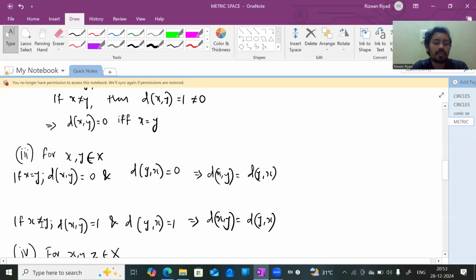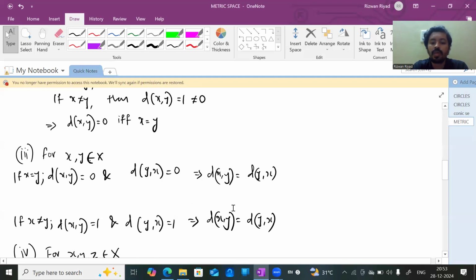See here, if x not equal to y, then what is d of xy? By definition, d of xy equal to 1. If x and y are different, by the definition of discrete metric, d of xy equal to what? 1. And what about d of yx? X and y are different means y and x are also different. So d of yx is also what? 1. See, d of xy is 1, d of yx is also 1.